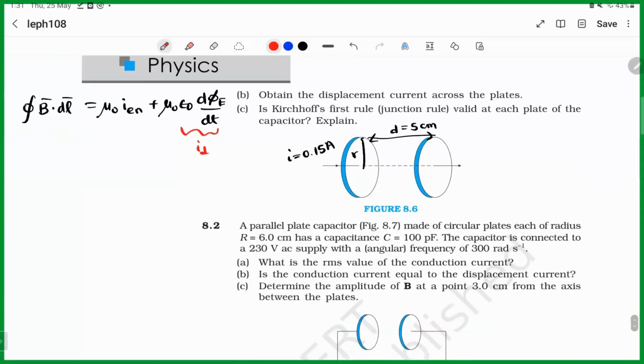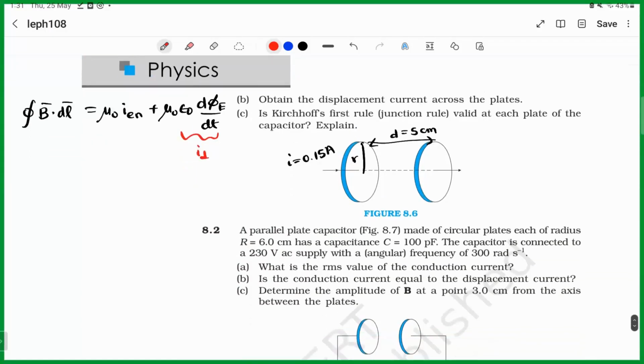That's why it's called displacement current. Now, how do you find displacement current? What is the electric flux? You know that the electric flux is given by E into A here, because the area is perpendicular to the electric field. But you know that the electric field is again sigma by epsilon naught. This electric field in a capacitor is sigma by epsilon naught.